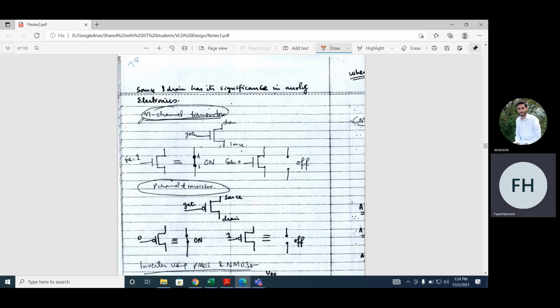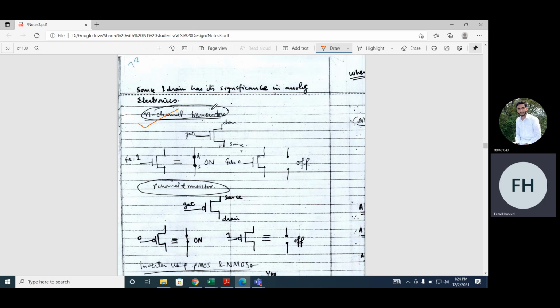So first we will study the N-channel transistor. Can you see that schematic of the N-channel transistor? Yes, so there are four terminals, but the substrate is not shown here. So there are three terminals that are shown: gate, drain and source. So this is an N-channel transistor. Is there a bubble at the gate or not? No, there is no bubble.